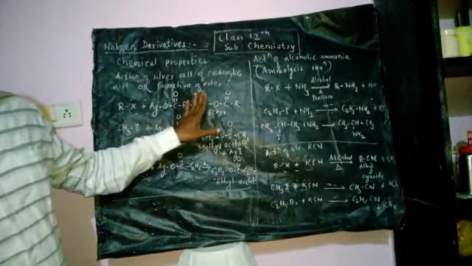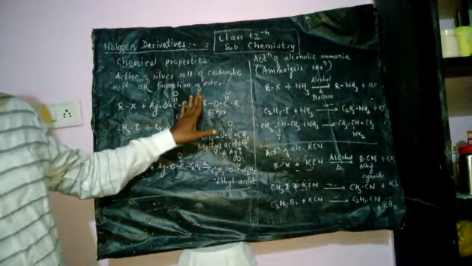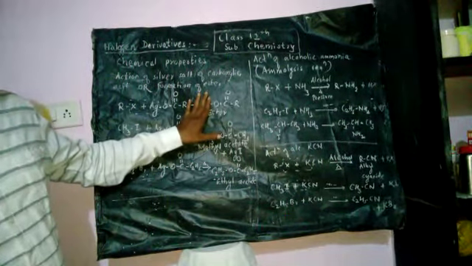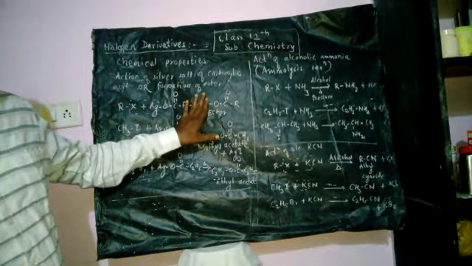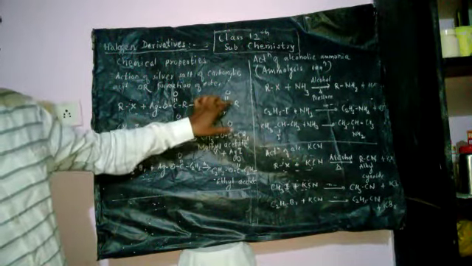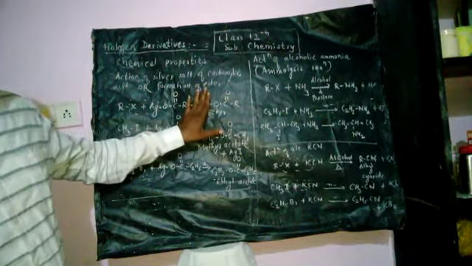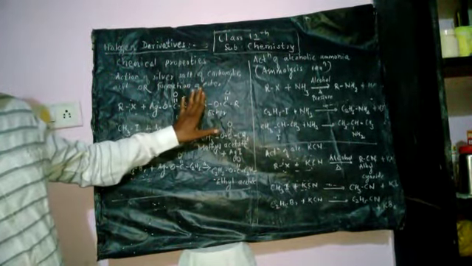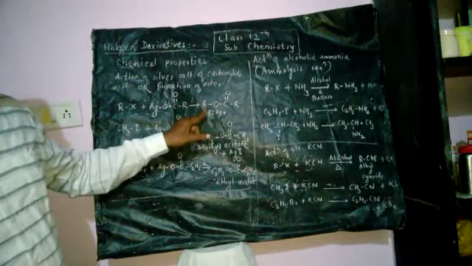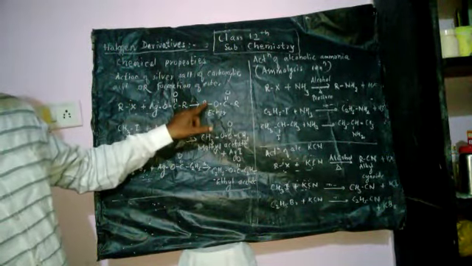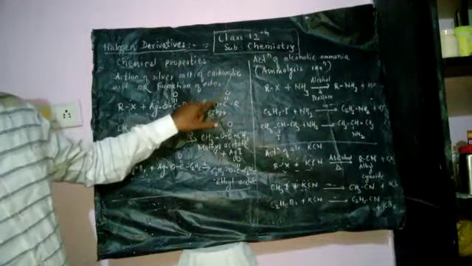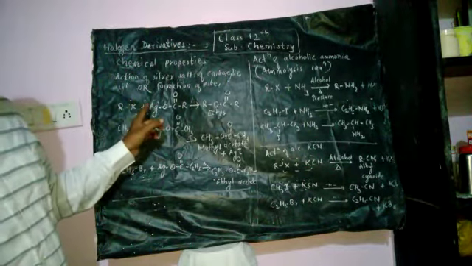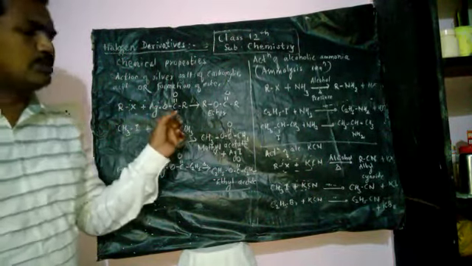Here, hydrogen atom of carboxylic acid is replaced by alkyl group. What is formula of carboxylic acid? RCOOH. Hydrogen atom of carboxylic acid is replaced by alkyl group. So here formula of ester is RCOOR.